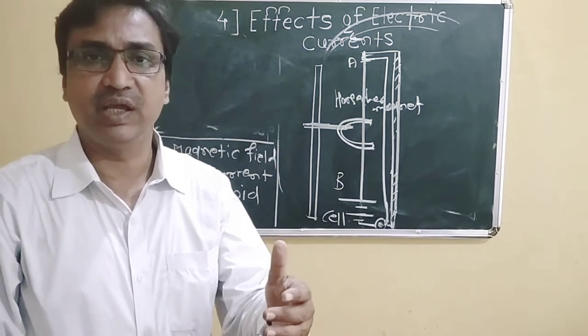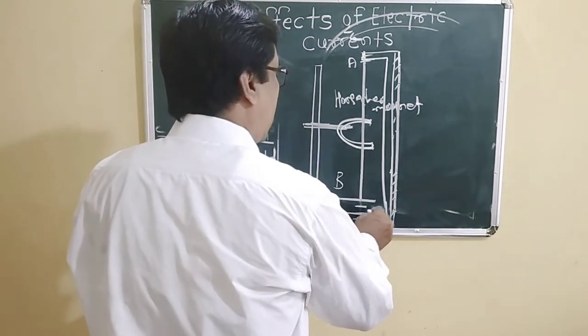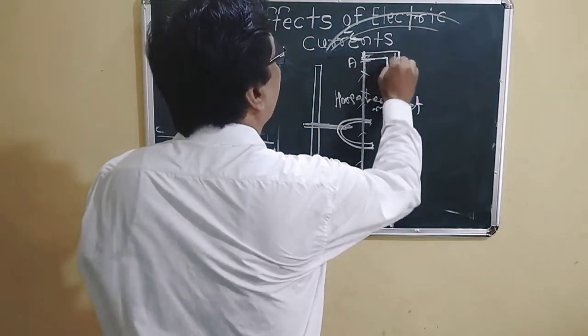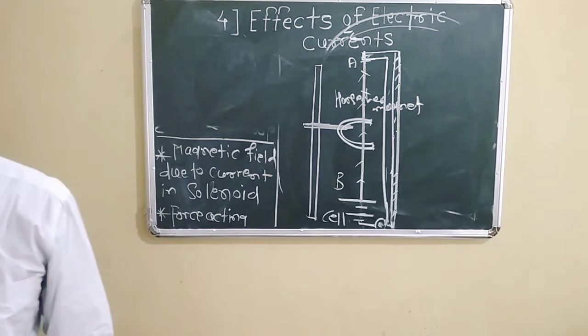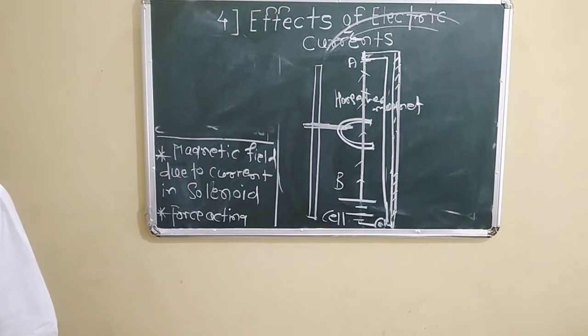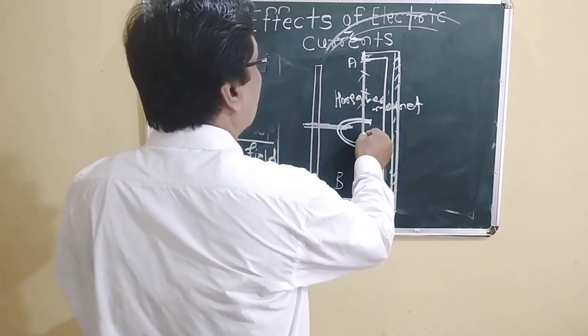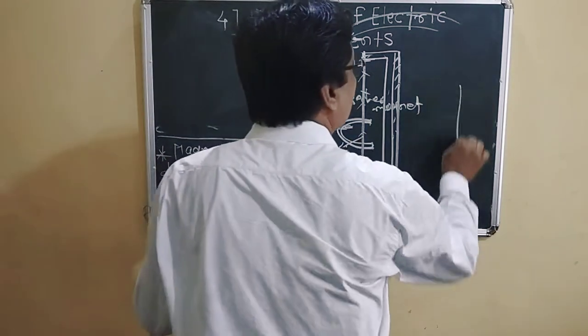When we close the key and the electric current is passing through it, force acts on the wire, and we can say that it bends toward either side, this side.